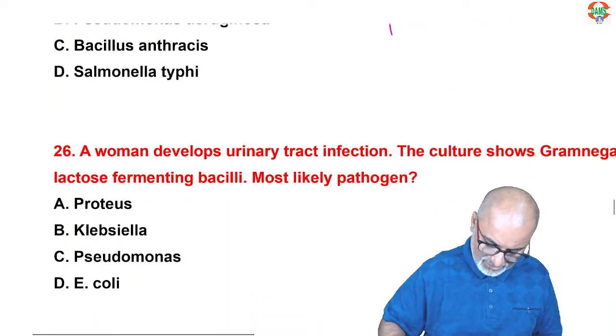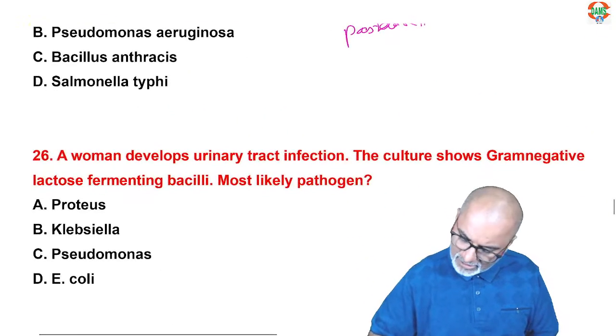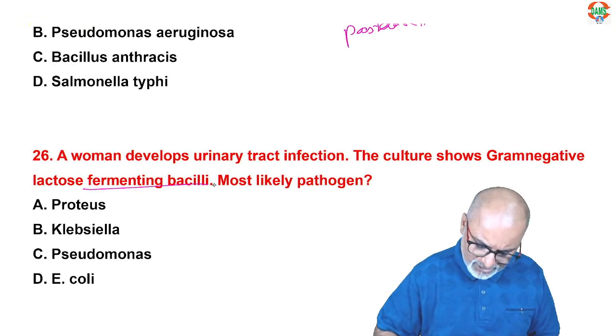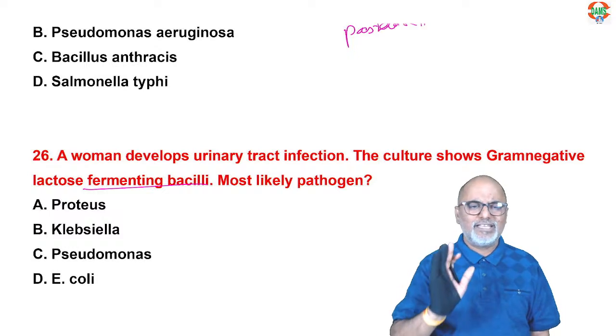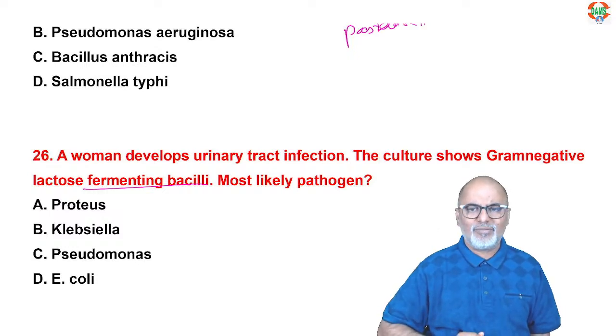Next, a woman develops urinary tract infection. Culture shows gram-negative lactose fermenting bacteria. UTI most common is E. coli. Okay, most common is E. coli.